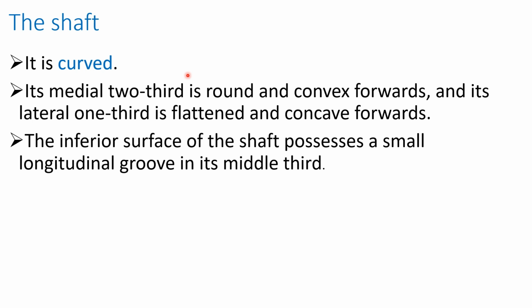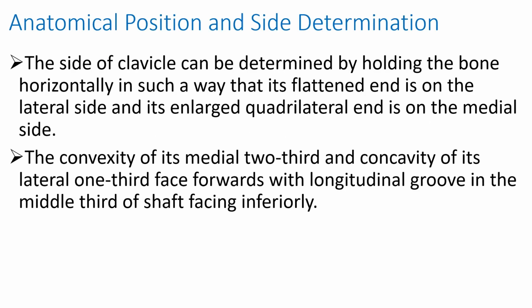Then the shaft or the body. This is the curved surface. This is where we have the shape S. Then its medial two-thirds is round and convex forwards, and its lateral one-third is flattened and concave forwards. The inferior surface of the shaft possesses a small longitudinal groove in its middle third. So that's the groove that we have seen in the diagram in the past slides.